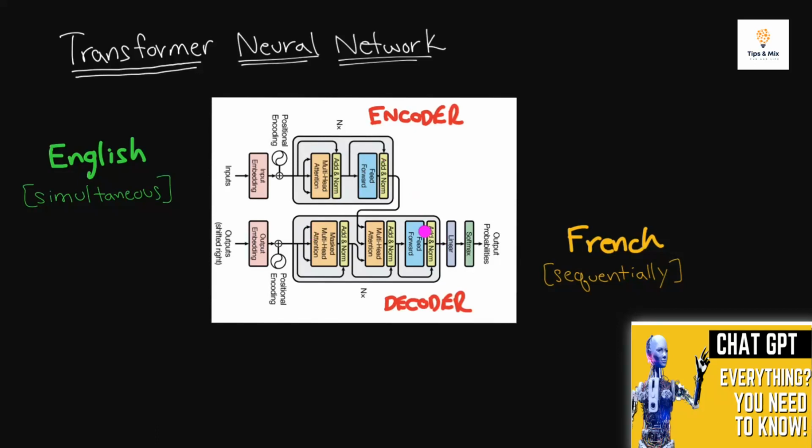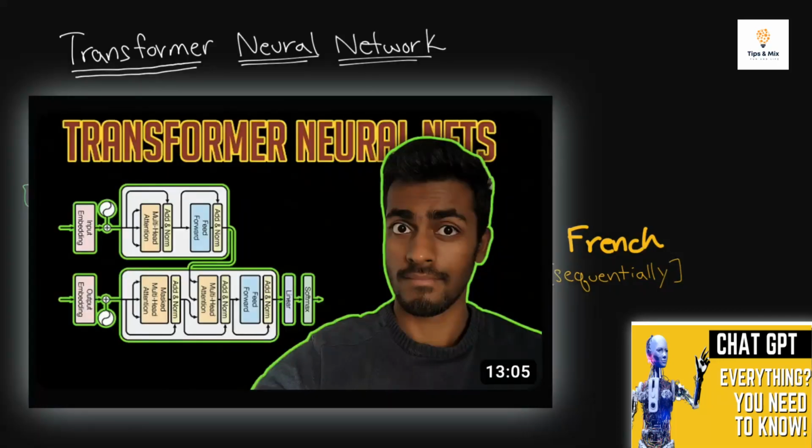So in order to do a translation from English to French, it will take all the words of the English sentence simultaneously. It'll generate word vectors for every word simultaneously. These word vectors will then be passed into the decoder. And then the decoder will generate the French translation one word at a time. Every time one word is generated, it's provided as context to the decoder itself. Now, I've explained in much more detail how this training works in my video on transformer neural networks, so please do check it out for more information.